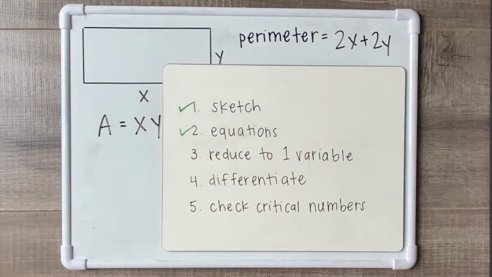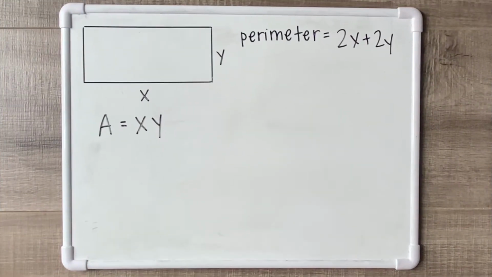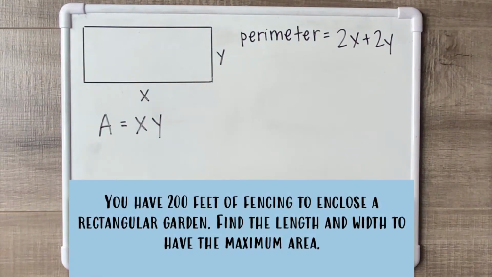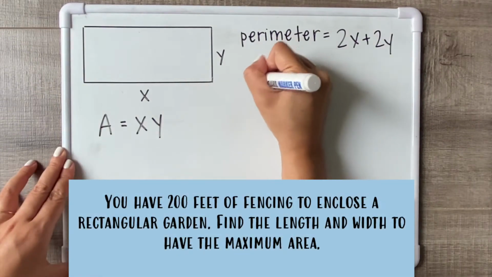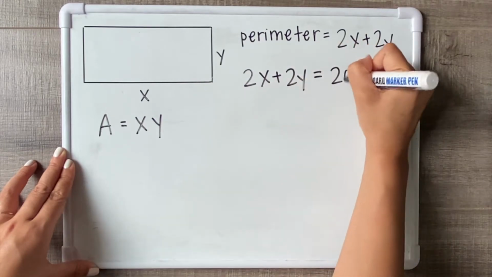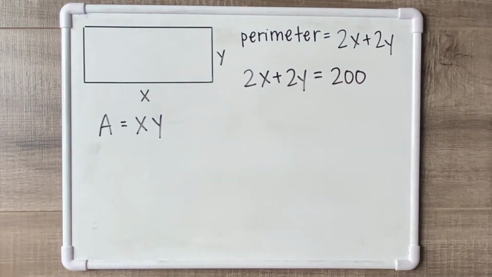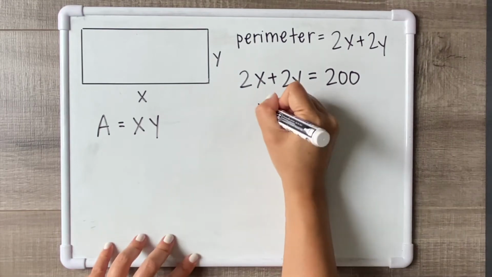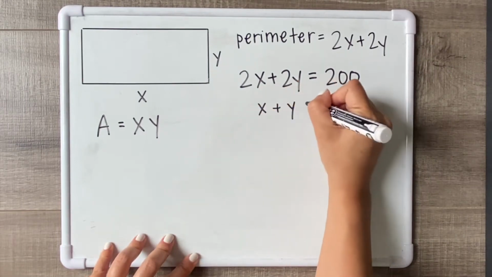And the next step is to reduce to one variable. So I know from the problem that I have 200 feet of fencing, so that must mean the perimeter is 200. And I want to reduce to one variable. That means I want to solve for either x or y and plug it into the other equation. Let's just solve for y.